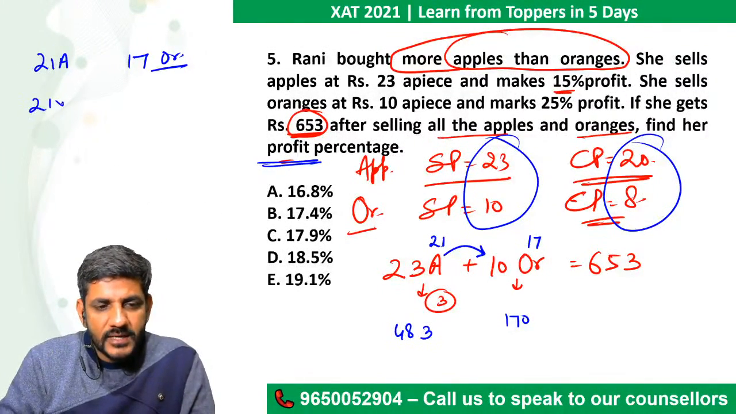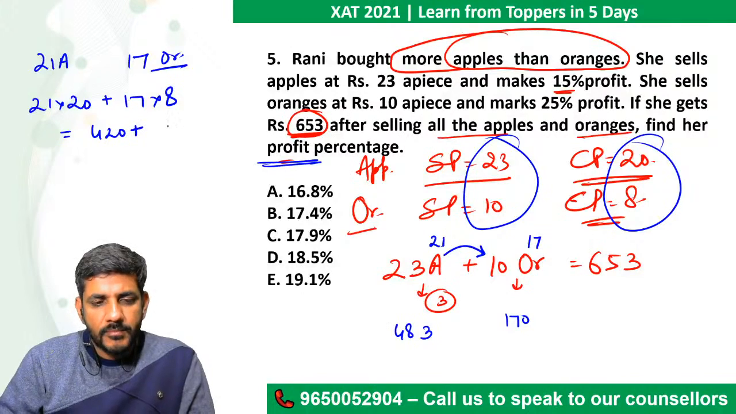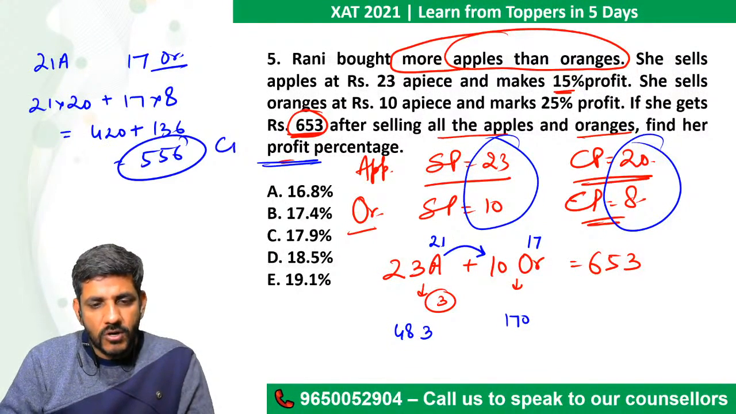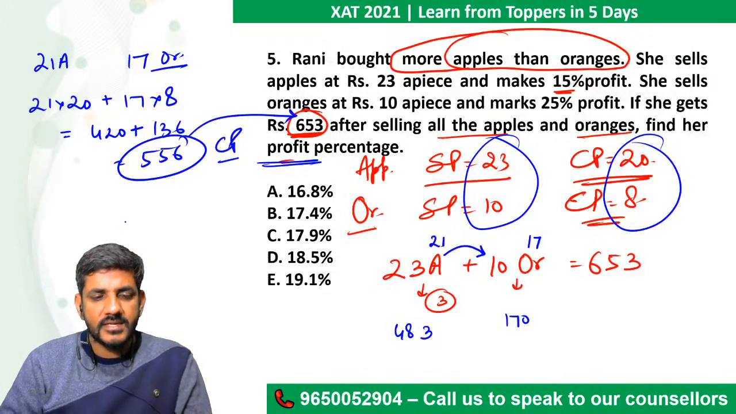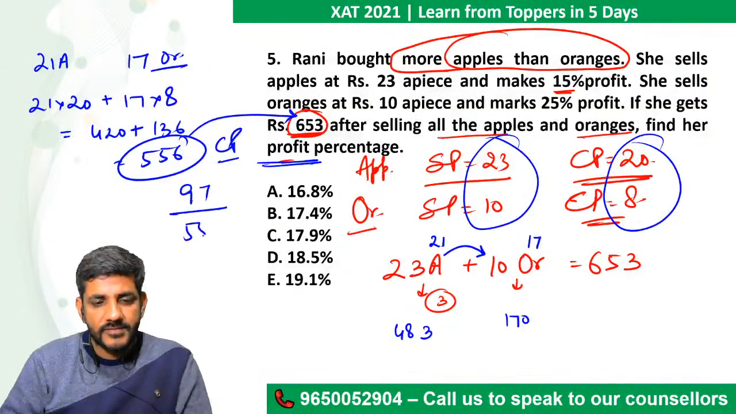21 apples will have a cost price of 21 into 20. 17 oranges, 17 into 8. This is 420 plus 136. 556 is your cost. 653 is your selling price. So 97 rupees is the profit on 556.